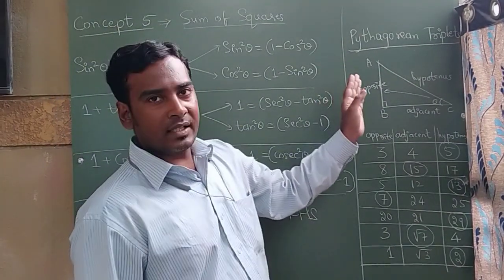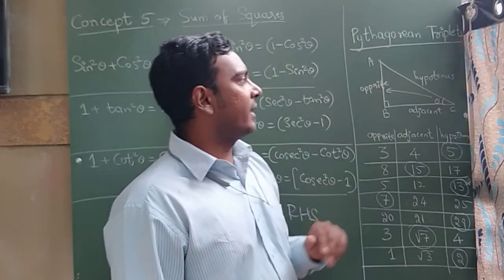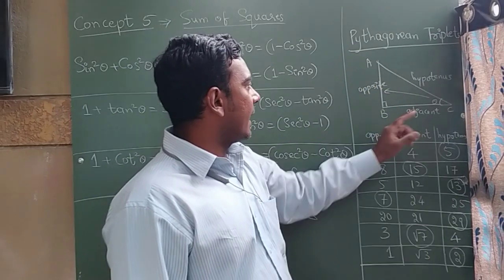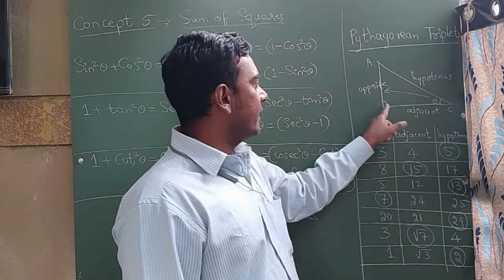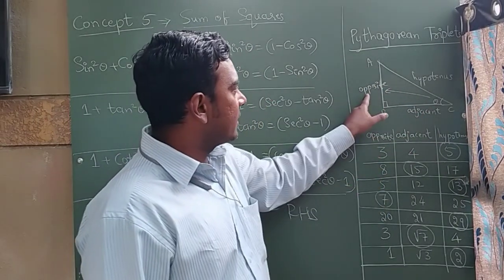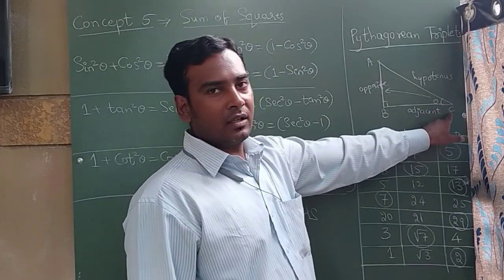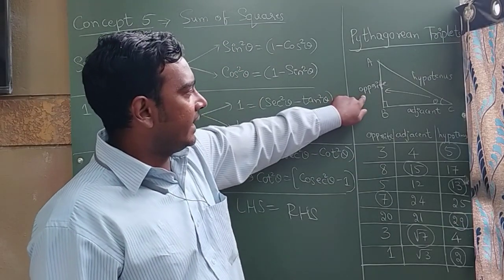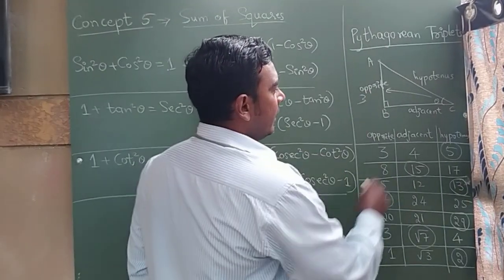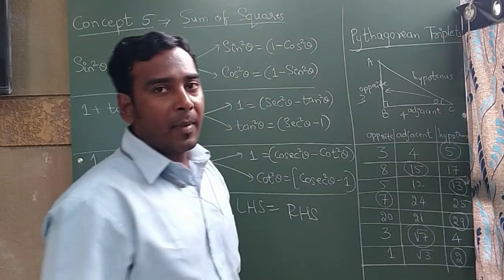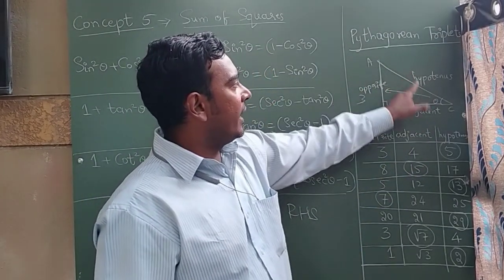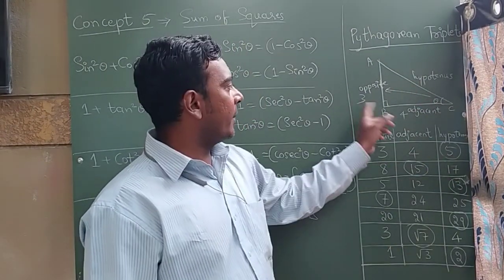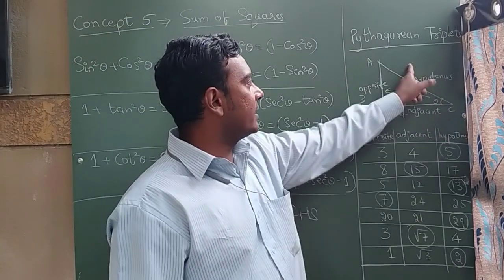Fine. Now there are a few techniques of Pythagorean triplets to solve the sums easily. So this is the triangle ABC, 90 degrees at B. Opposite side is here because the angle made is at C. Adjacent side and hypotenuse. If opposite side is 3, adjacent side is 4. By applying Pythagoras theorem, you will get hypotenuse as 5. So it is a few techniques. Whenever you come across this, you should directly write these values.